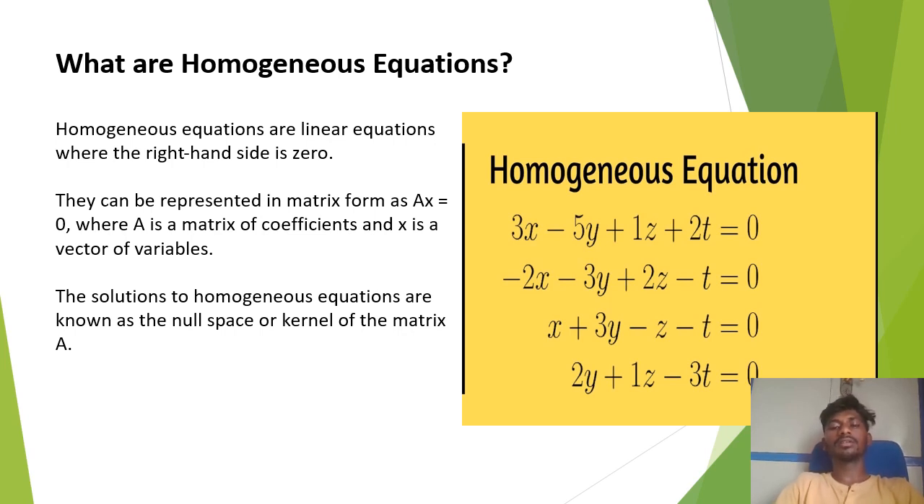Homogeneous equation. The given equations: 3x minus 5y plus 1z plus 2t equal to 0, minus 2x minus 3y plus 2z minus t equal to 0, x plus 3y minus z minus t equal to 0, and 2y plus z minus 3t equal to 0.